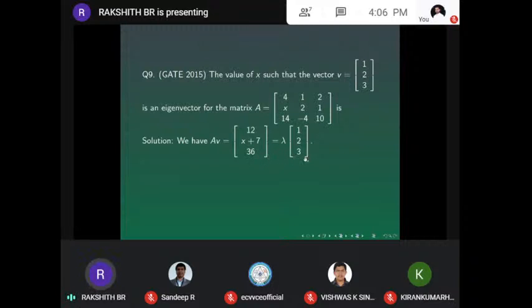Two matrices are one and the same if their corresponding entries are equal. So therefore, 12 must be equal to lambda times 1, x plus 7 must be equal to 2 lambda, and 36 must be equal to 3 lambda. From this you can note that lambda must be equal to 12, and x plus 7 must be equal to 2 lambda. So lambda is 12, therefore x plus 7 must be equal to 24. So therefore the value of x should be 17.